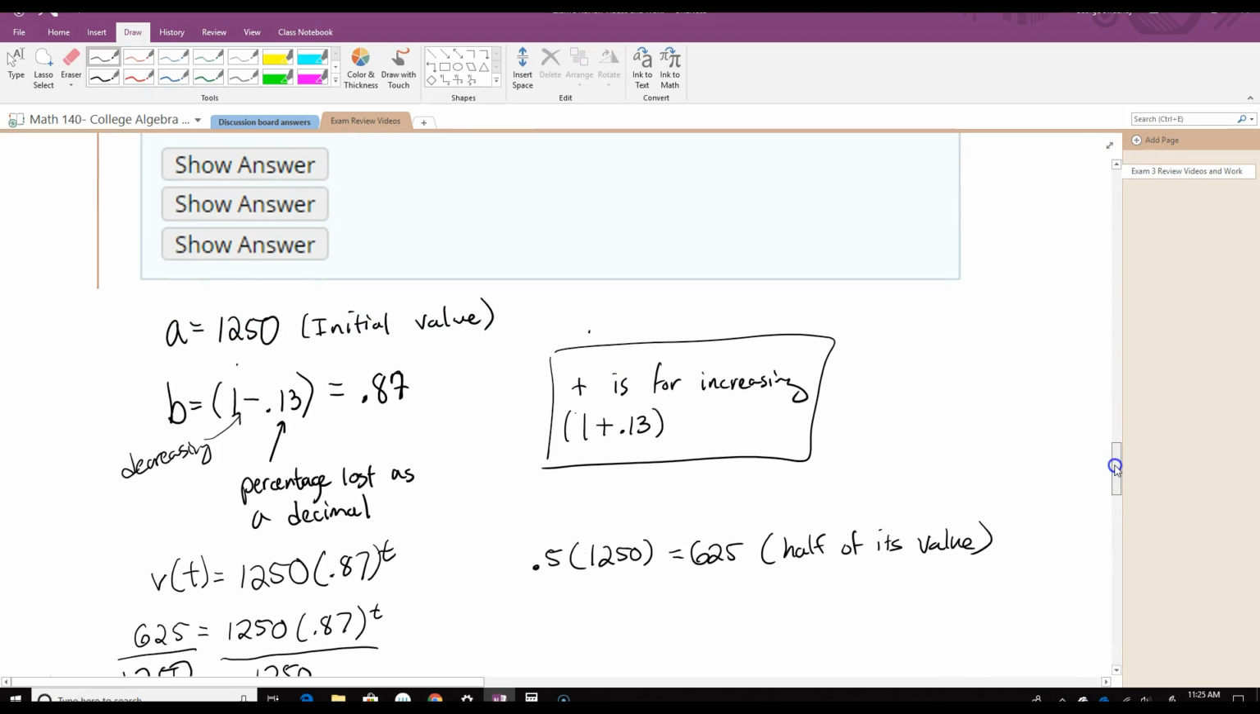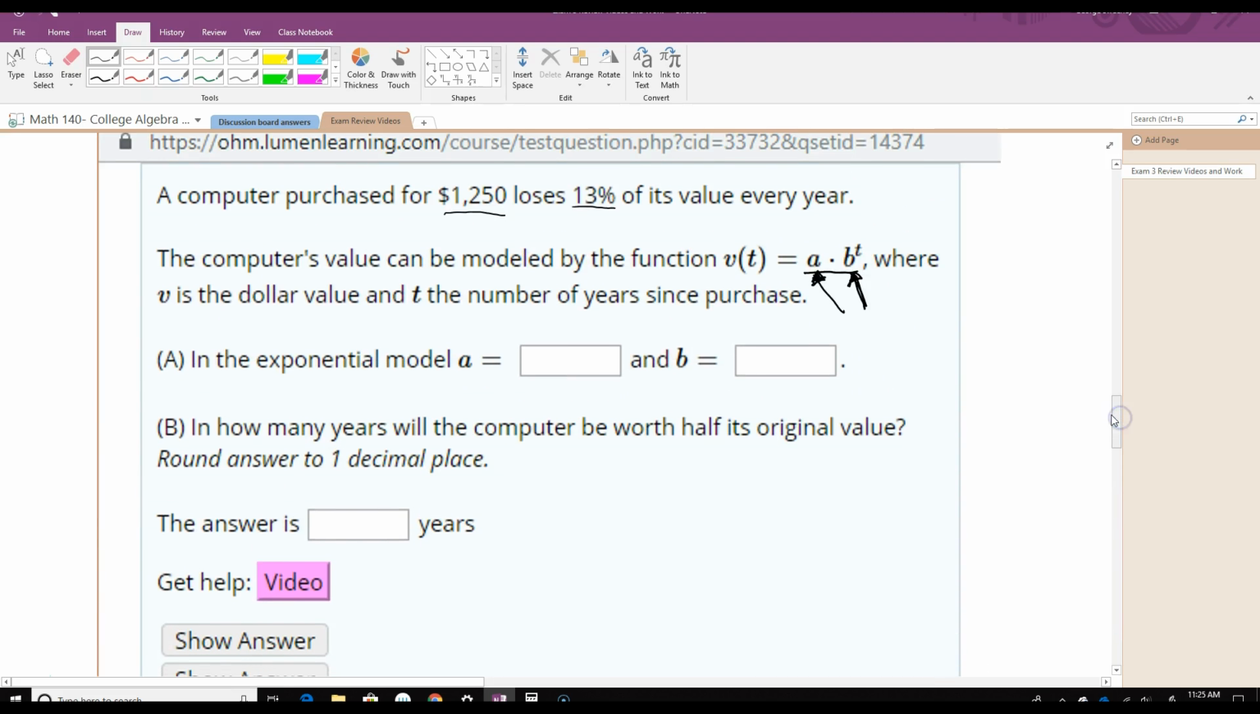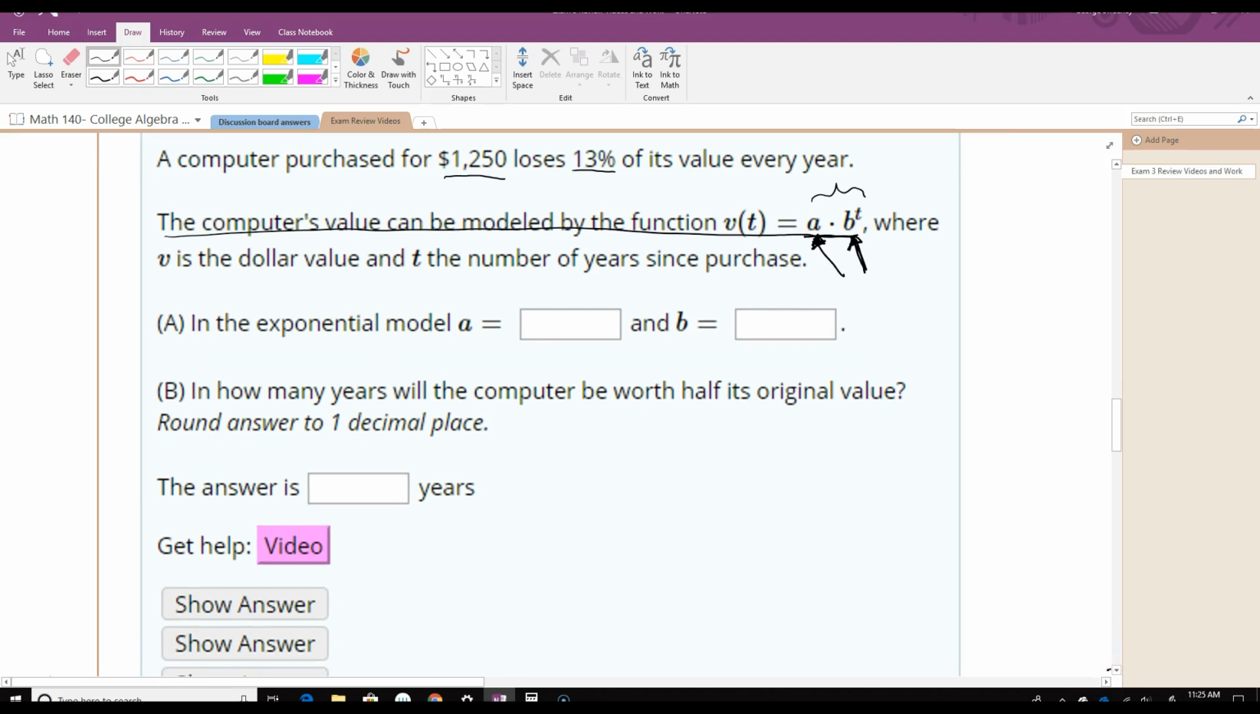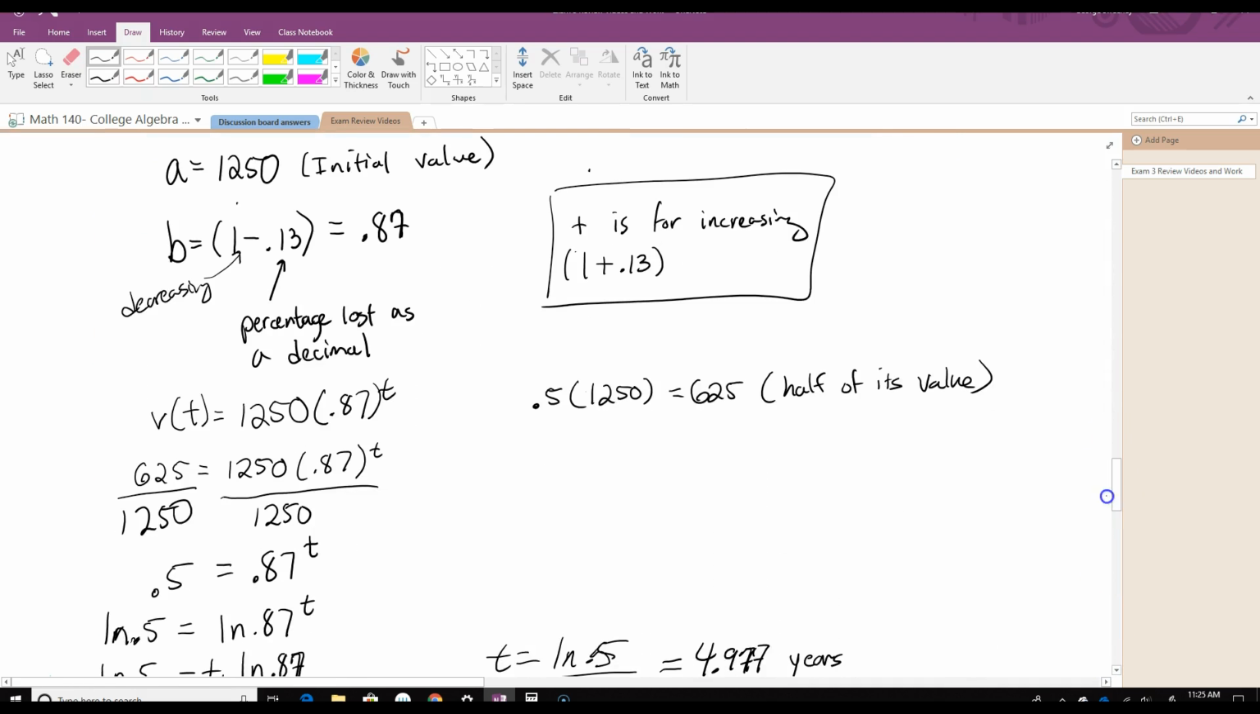So just as a quick review, what did we do? We noticed it's an exponential problem. By the way, I'm probably not going to give you that it'll be modeled by the function. You need to know how we go about modeling that function. But they're always of this form, a times b to the t. First we have an initial value, in this case 1,250, and then we have an amount that will either increase or decrease, which in this case it decreases by 0.13, and hence that's why we use the minus. If it was increasing, then we'd use 1 plus 0.13.